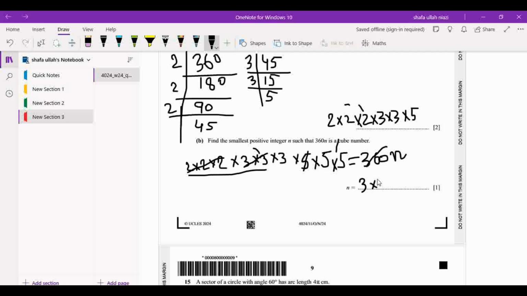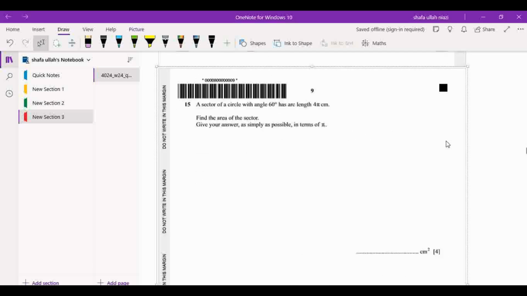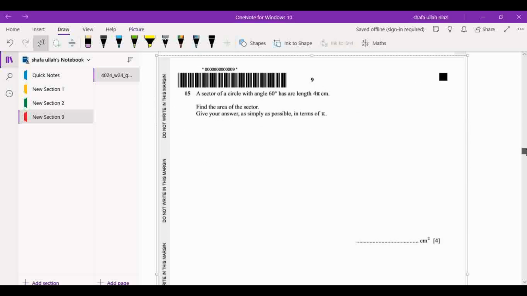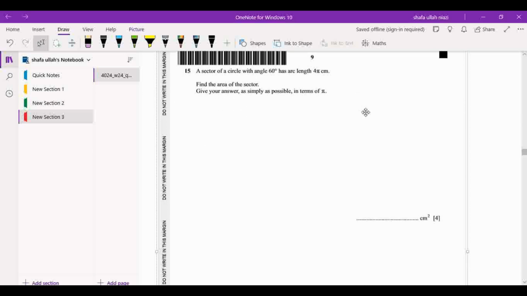So n is 3 times 5 times 5, which is 25, so 3 times 25 is 75. So 75 is the smallest number which should be multiplied by 360 such that it becomes a cube number. That's it. That was question number 13, and question number 15: a sector of a circle with angle 60 has an arc length of 4 pi centimeter.